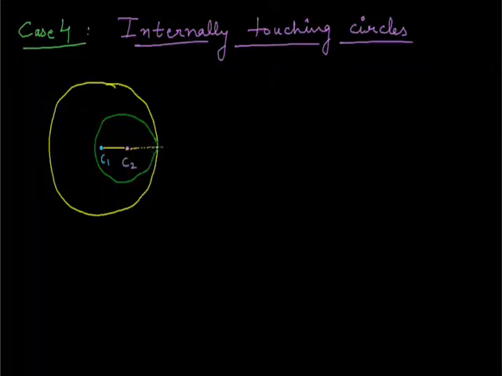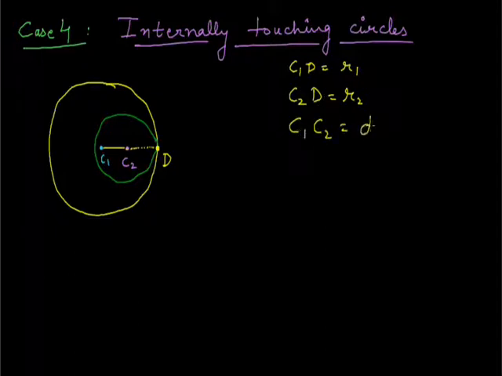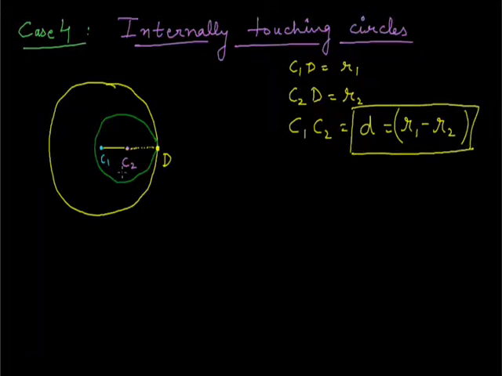I am again joining this line C1C2 at the point D. Clearly you can see that C1D is the radius of the first circle, which equals R1. C2D is the radius of the second circle, which equals R2. Then what will be the distance between C1 and C2? This distance, D, will be equal to C1D minus C2D, that is R1 minus R2. So what is the condition for this situation? The condition is that the distance between the centers of the circles must be equal to the difference between their radii. Here we are assuming that R1 is greater than R2, so that distance D will be positive.